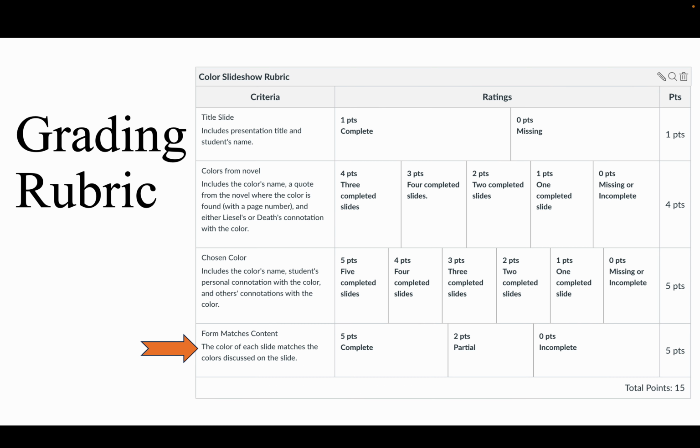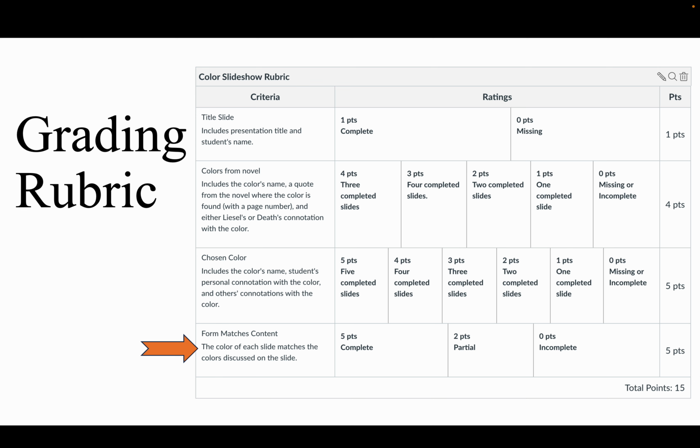Here's the rubric that I'm going to use to grade your assignment. You'll either get a point or miss a point if you have a title slide that has your name and the title of your presentation. You'll need 4 slides about colors from the novel, right? This says lethal or death connotations. That's wrong. That'll be updated in Canvas. But you should have a quote with the page number and either Liesl or Rudy's connotations with the color. And next, you should have 5 completed slides. For a slide to be completed, it needs to have your connotations and someone else's connotations with the color.